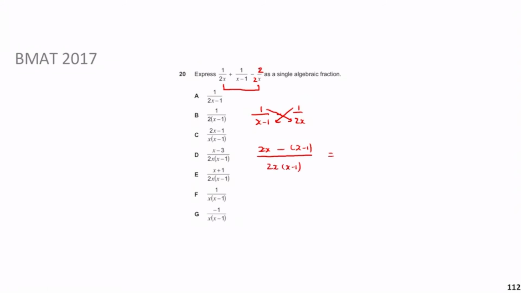And then if you do it, 2x minus x is just going to be x, and minus 1 minus minus is going to be plus 1, over 2x(x minus 1). Can I do anything more with that? No, not really. So the answer, guys, maps on nicely onto option letter E.